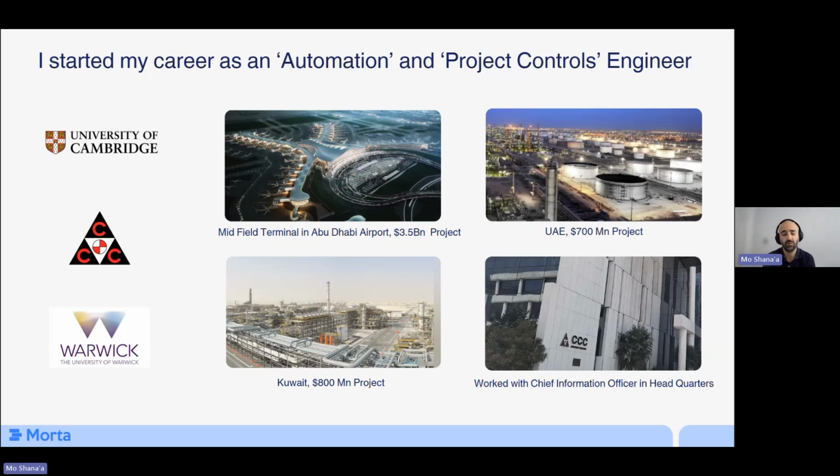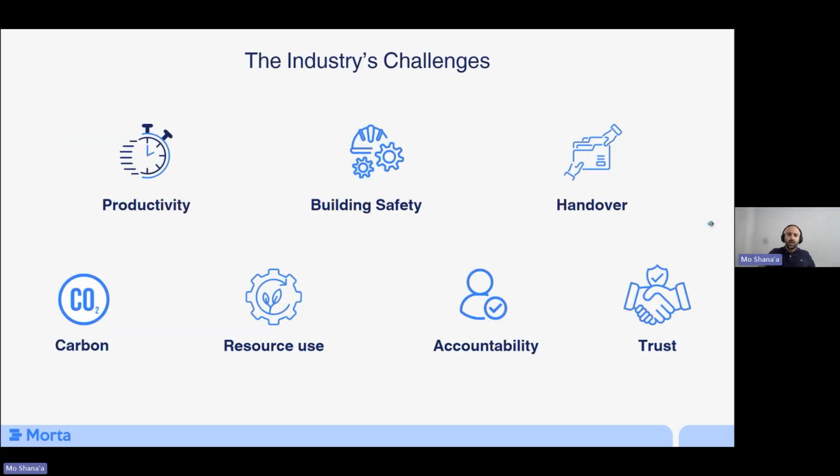My job with the chief information officer was largely to focus on setting best practices for use of data and information across the company, especially with a focus on project controls. Now, really, what I observed there is we talk about a lot of challenges within the industry. We talk about things like productivity, building safety, handover and the completeness of information for handover, carbon, resource use. 2 that I find important are accountability and trust.